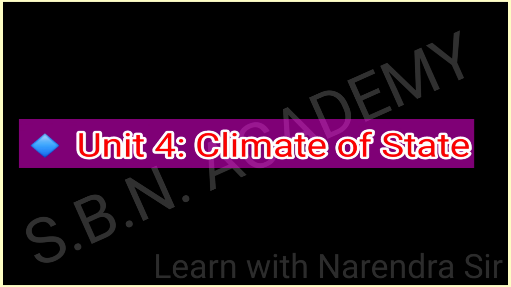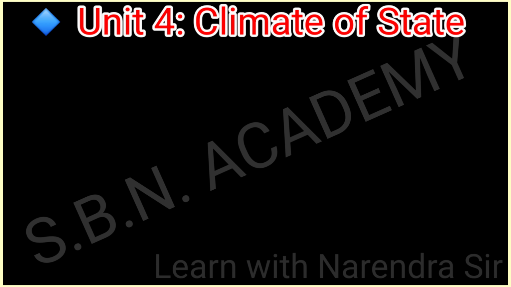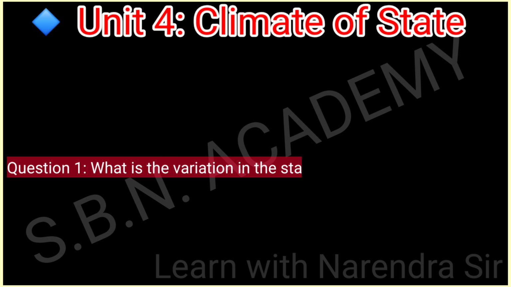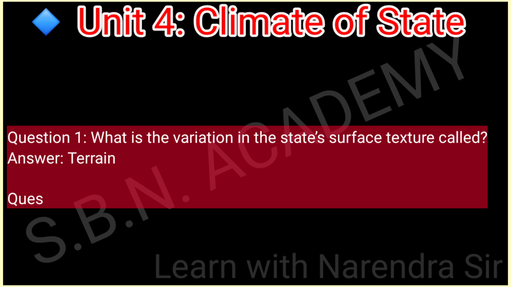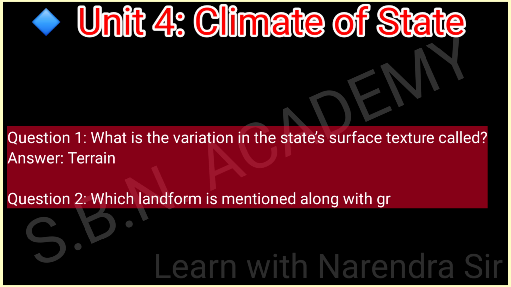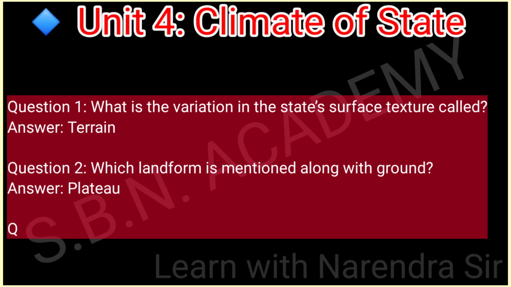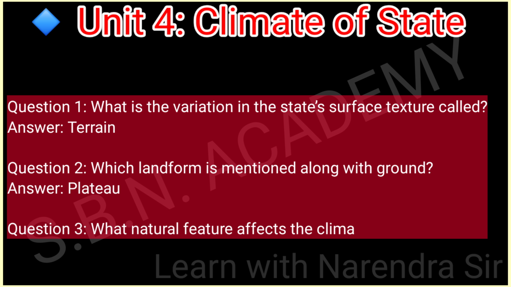Small Blue Diamond Unit 4, Climate of State. Question 1. What is the variation in the state's surface texture called? Answer, terrain. Question 2. Which landform is mentioned along with ground? Answer, plateau. Question 3. What natural feature affects the climate?